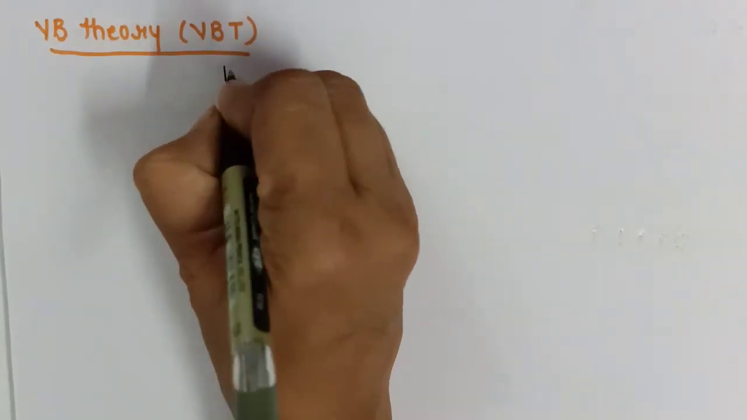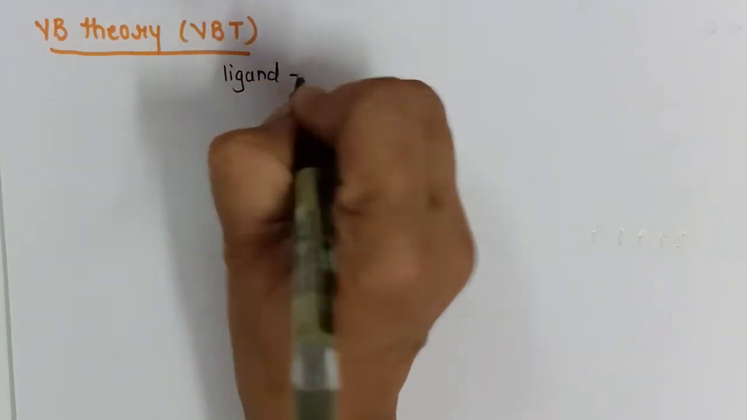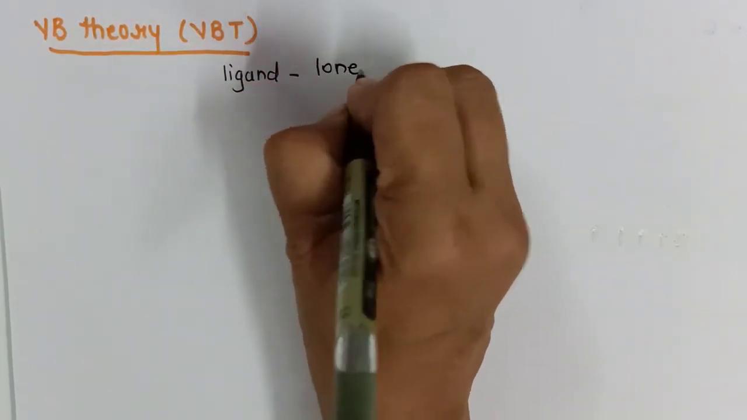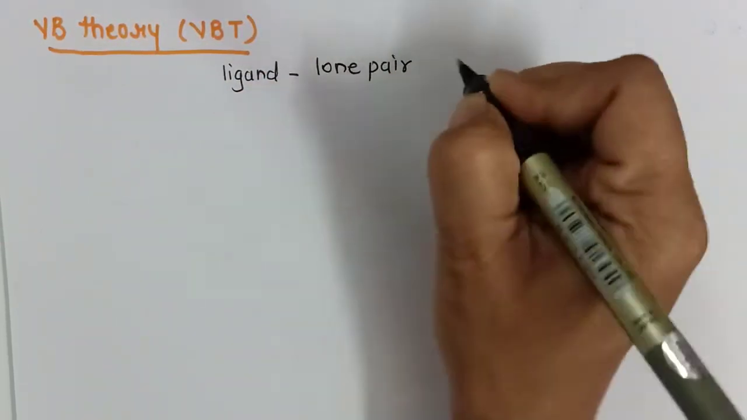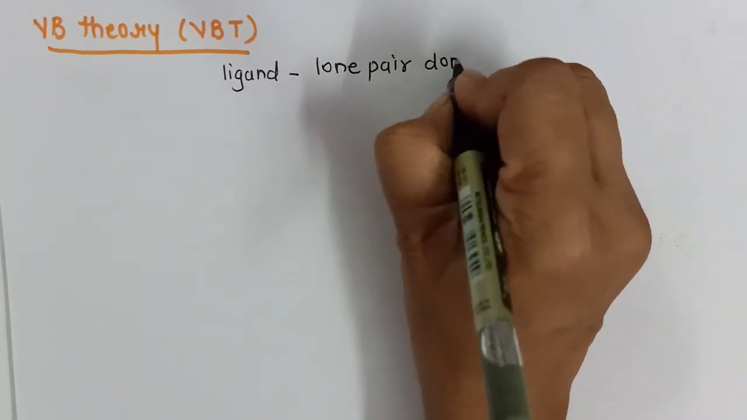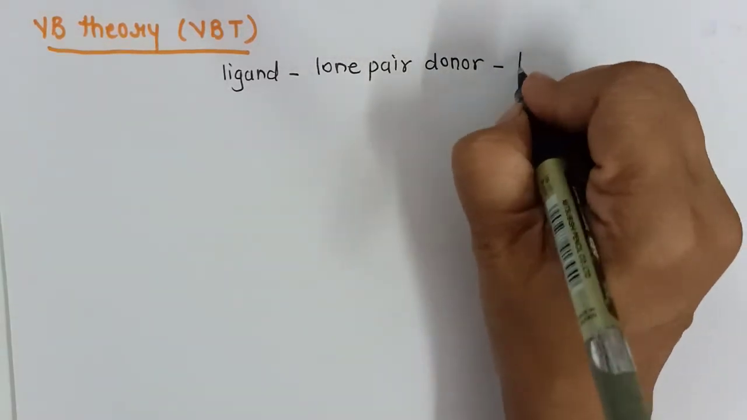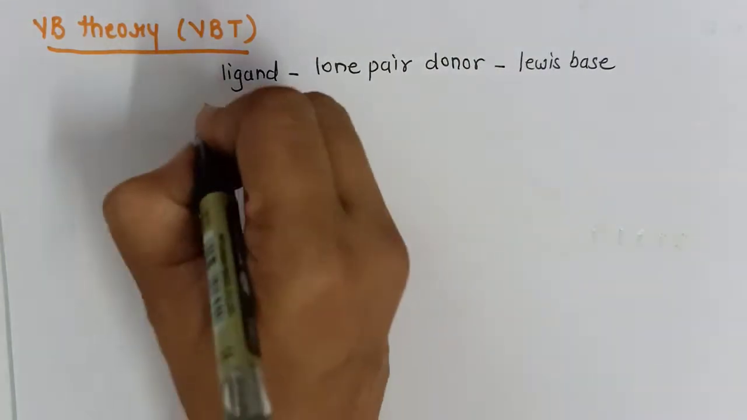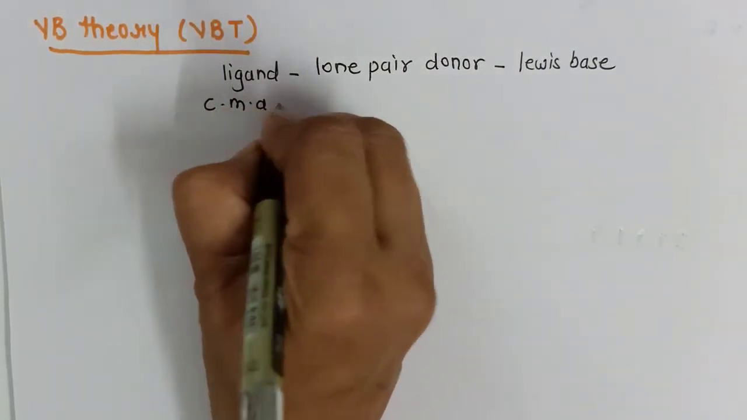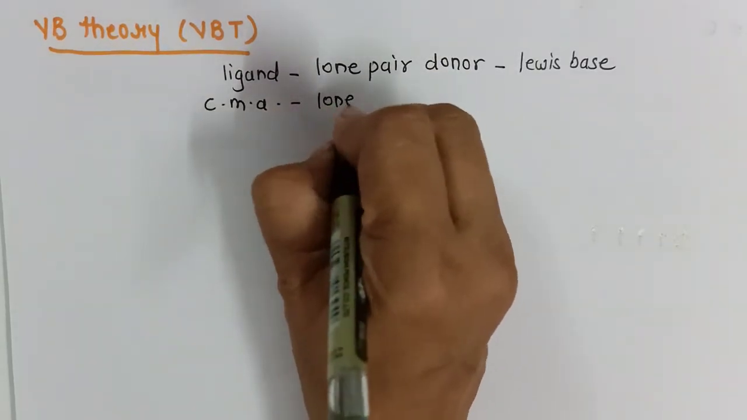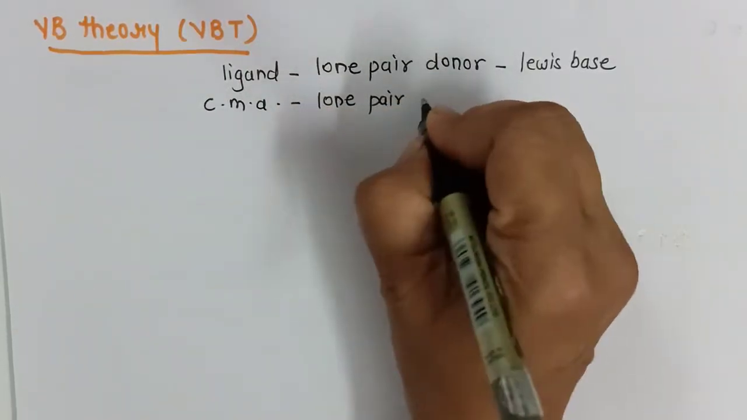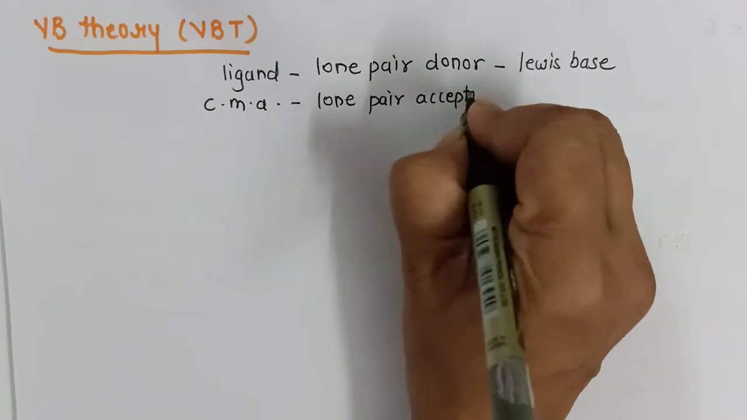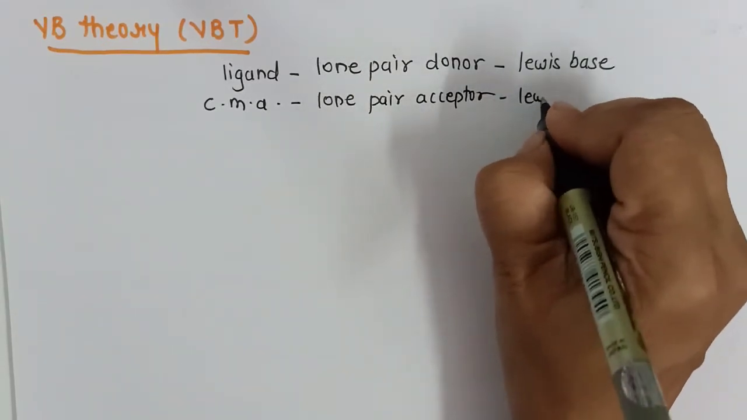What are the postulates of valence bond theory? According to valence bond theory, the ligand is considered a lone electron pair donor, and therefore it acts as a Lewis base. On the other hand, the central metal atom acts as a lone pair acceptor, and therefore it acts as a Lewis acid.